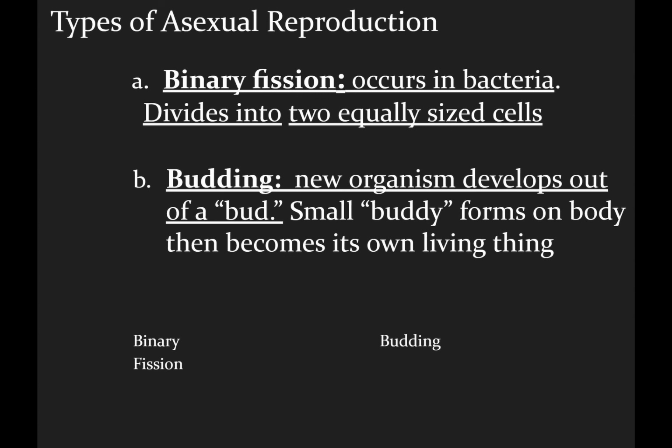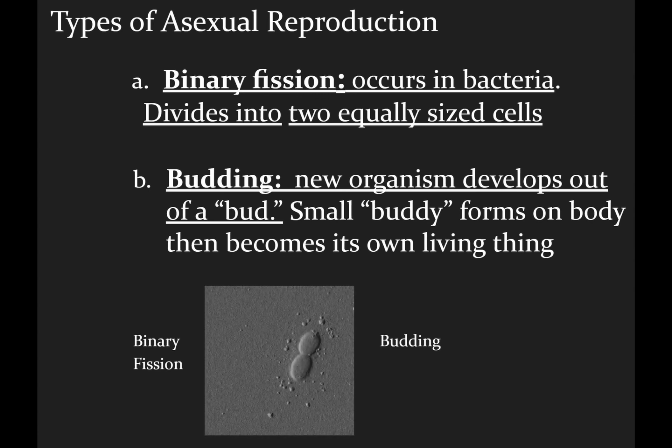Types of asexual reproduction, just to make sure you know what these look like. Binary fission occurs in bacteria. Say binary fission. That's basically when they divide into two equal parts, right? So if throughout the whole process they stay the same size, that's binary fission. And bacteria are prokaryotes. So anytime you see binary fission, think, okay, prokaryotes do this.